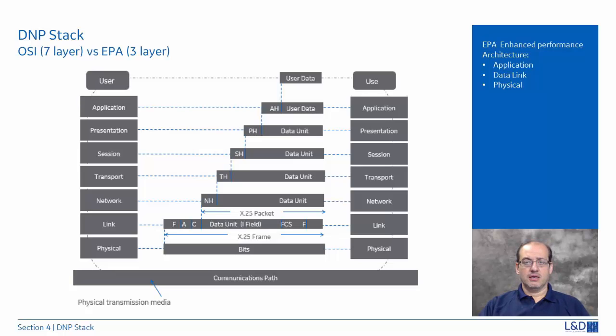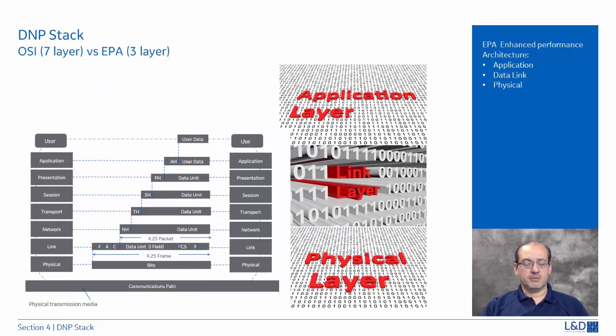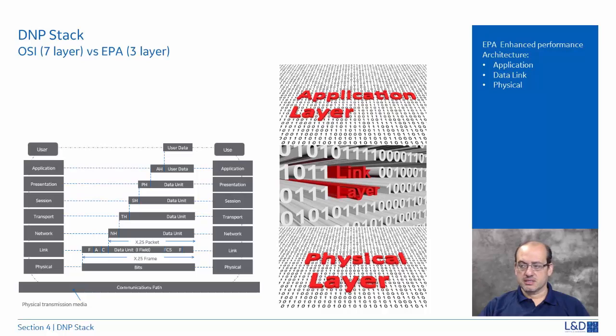Now, the OSI has 7 layers, and the DNP group decided to use the EPA, or the Enhanced Performance Architecture. As you can see in the picture, the EPA has 3 layers. There is the application layer, the data link layer, and the physical layer.